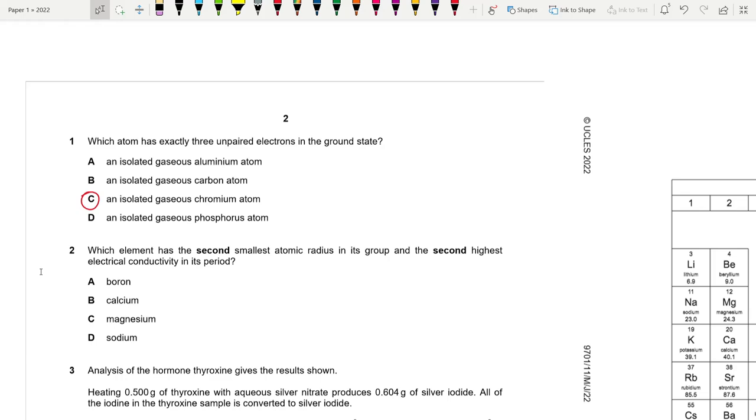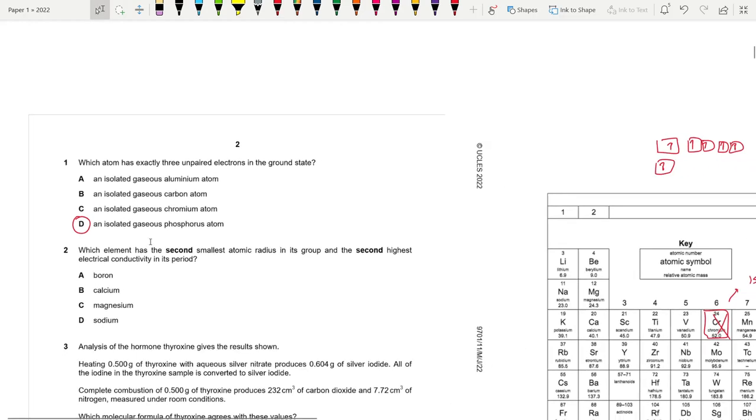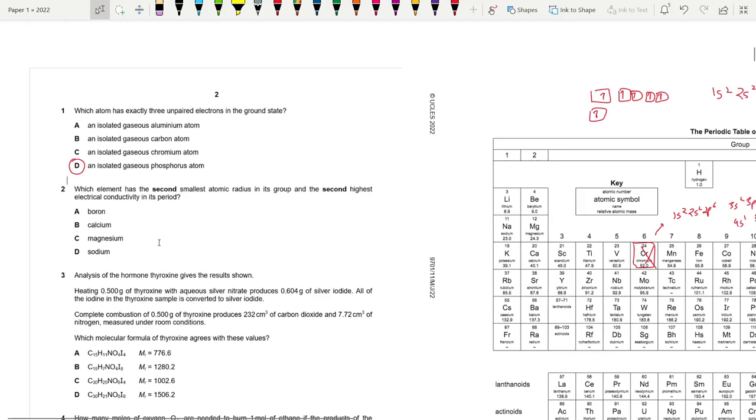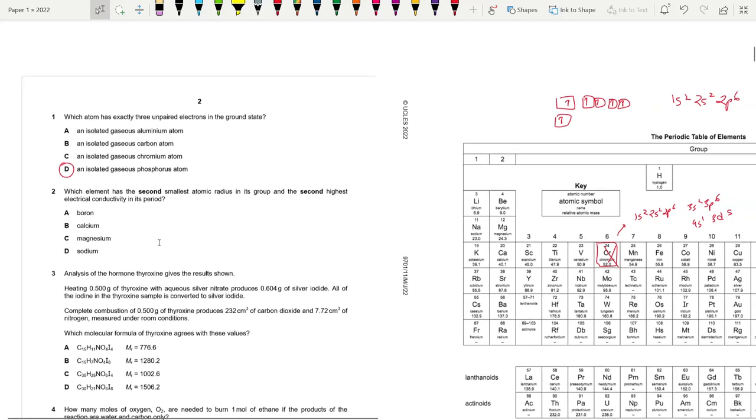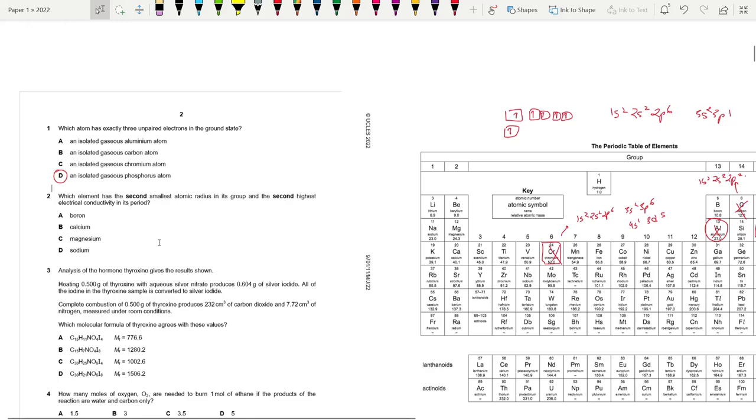Moving on. Which element has the second smallest atomic radius in its group and the second highest electrical conductivity in its period? Interesting. So we're talking about period 3 over here for sodium and magnesium. So I circled the wrong answer, right? It should be D. Phosphorus is the correct answer. Which element has the second smallest atomic radius in its group and the second highest electrical conductivity?